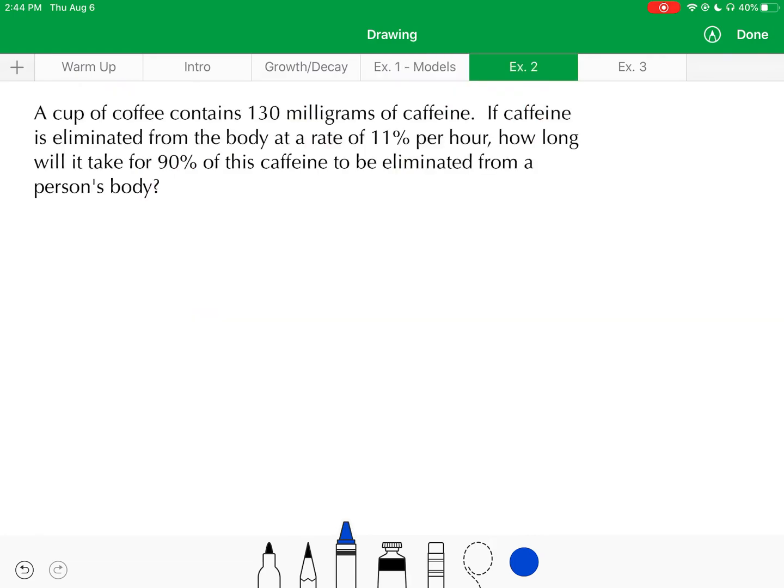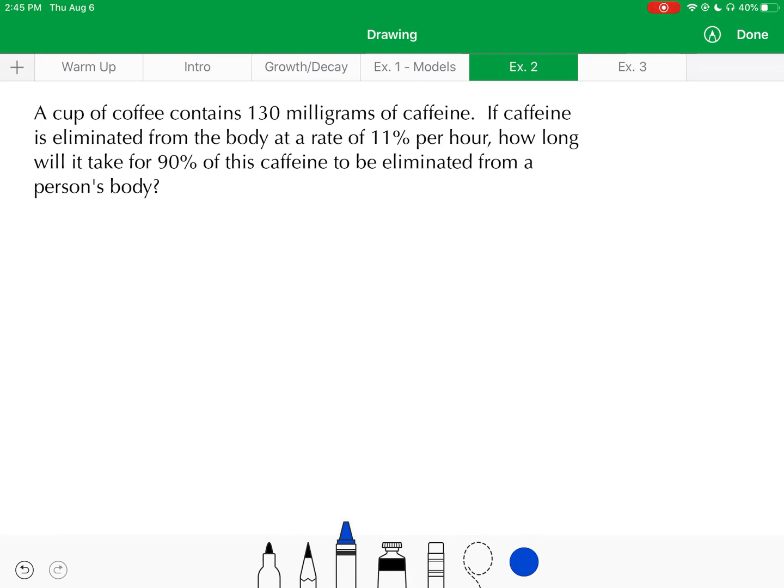All right, now let's get into some word problems where these models come into play. Let's say a cup of coffee contains 130 milligrams of caffeine. If caffeine is eliminated from the body at a rate of 11% per hour, how long will it take for 90% of this caffeine to be eliminated from the person's body?